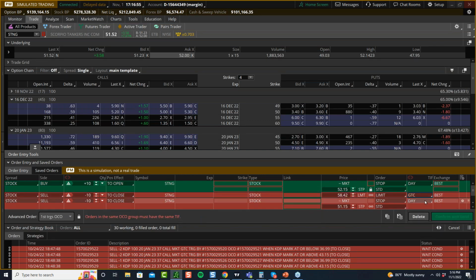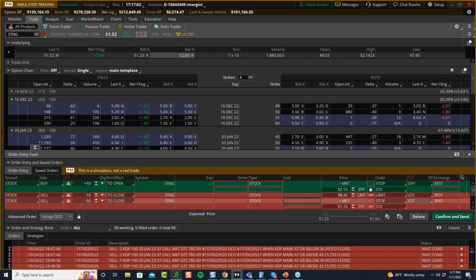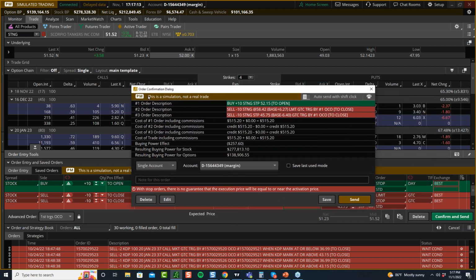I'm going to change these to good till close, okay? These are going to sit there and manage my trade. And I have a stop loss here, 45.75. So stop loss here, 45.75. All right. Now, when I pull this up, you're going to see the entire trade detail.